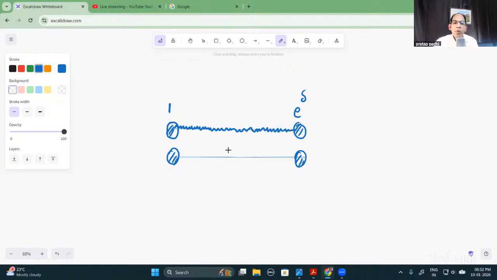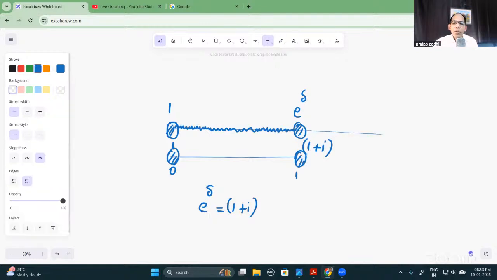If you compound 4 times, you know the formula. If you compound 1 time, you know the formula. You deposit 1 here. This is 1 plus i. So what will happen? They are equal. E power delta is 1 plus i. That's all. You can extend to the next year.